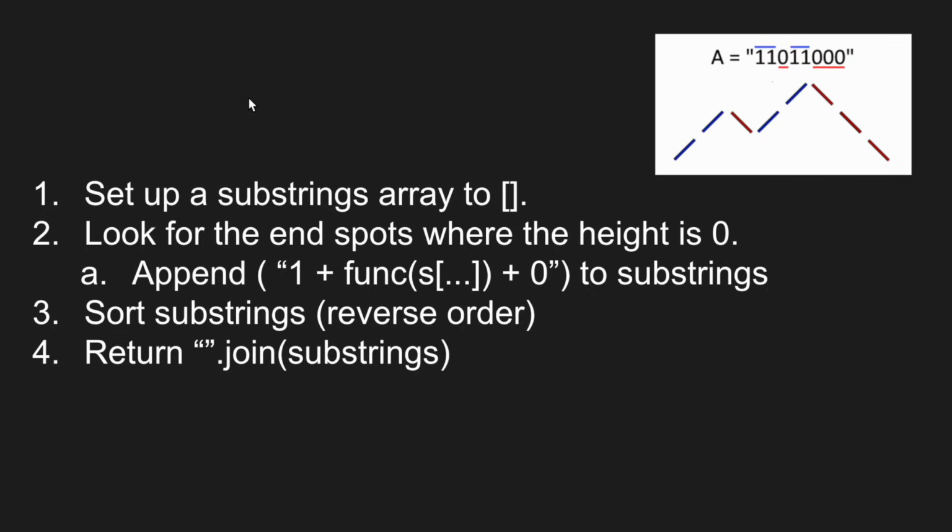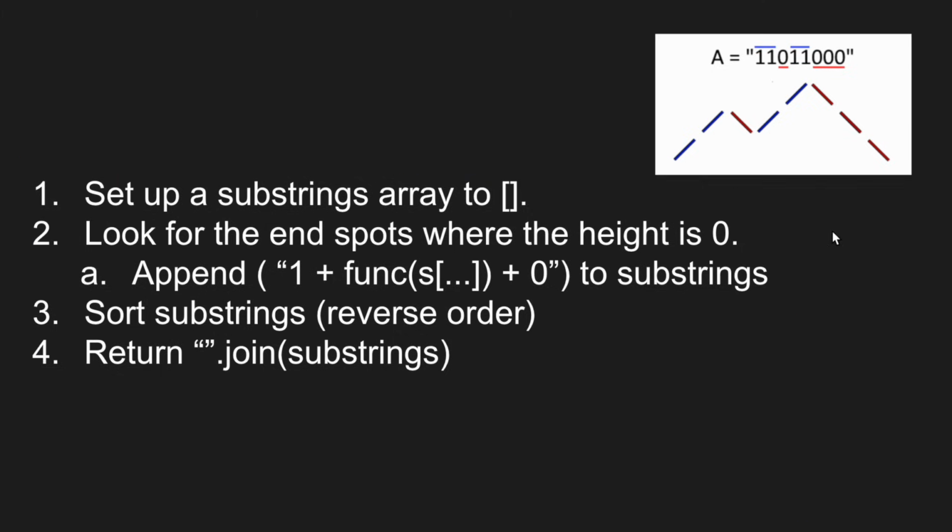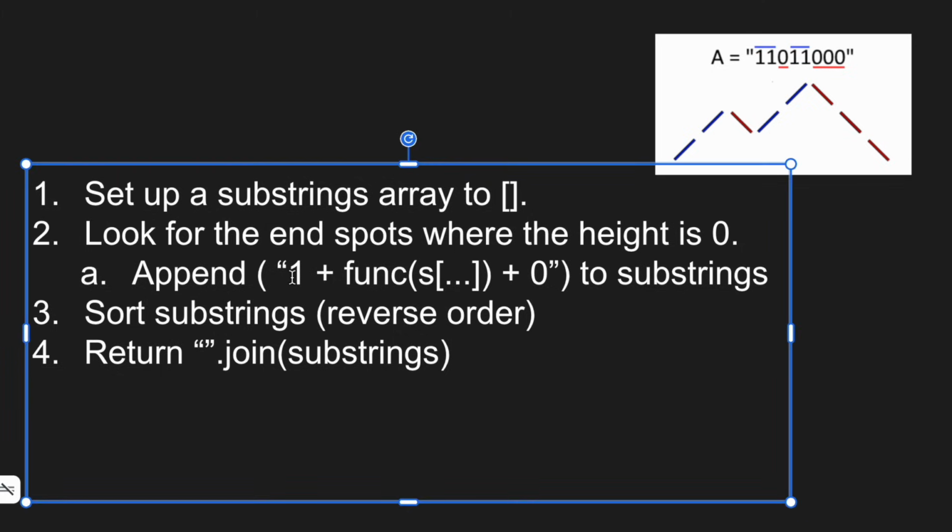So now that we know that, we can kind of use recursion to solve this problem. So first we will set up a substring array to an empty array, and now we will look for the end spots where the height is 0. So it will be like here, here, here, and here. And once we see one, we will append 1 in the front and 0 in the end, because that's the pattern for all binary substrings. And we will call it recursively for the string of everything in between the 1 and the zeros, and we will add that to substrings.